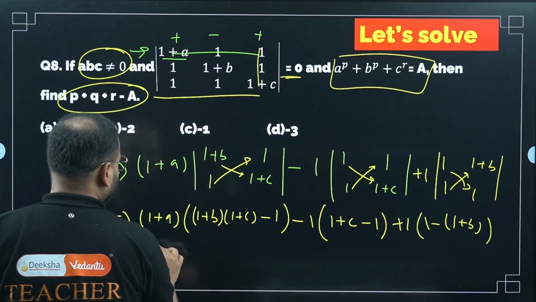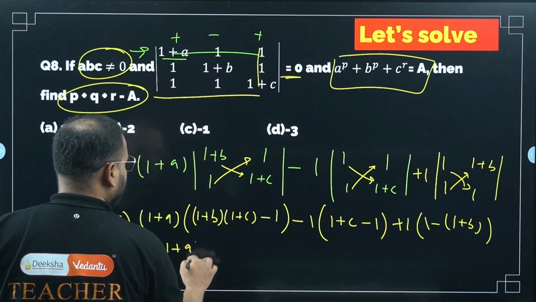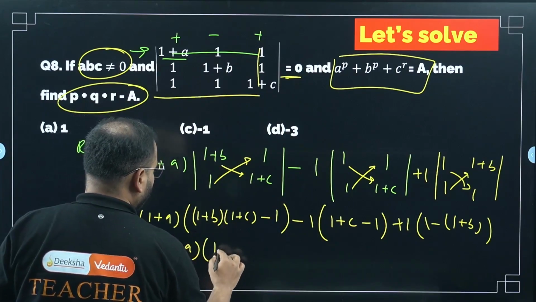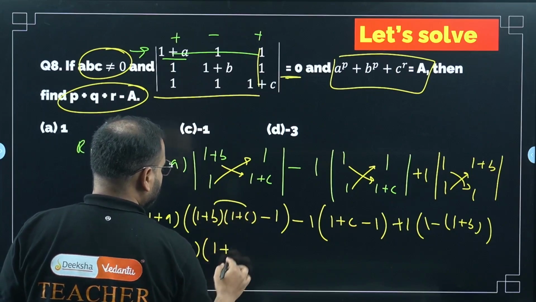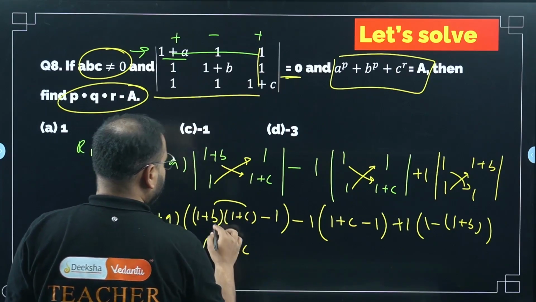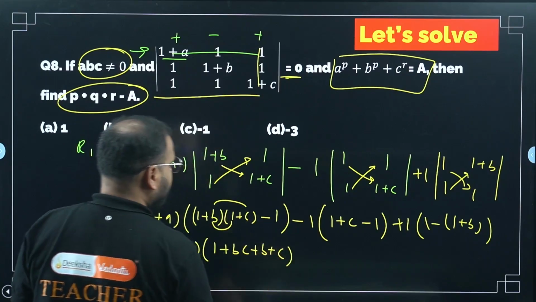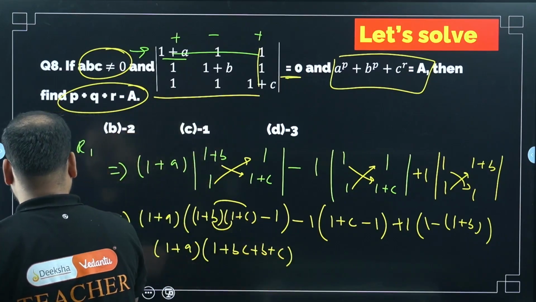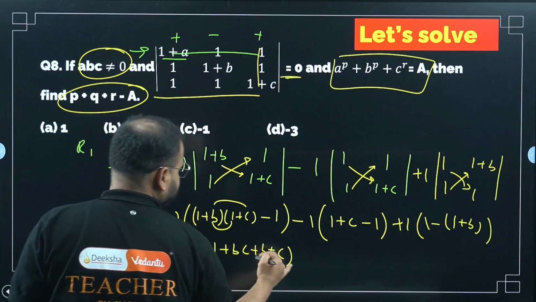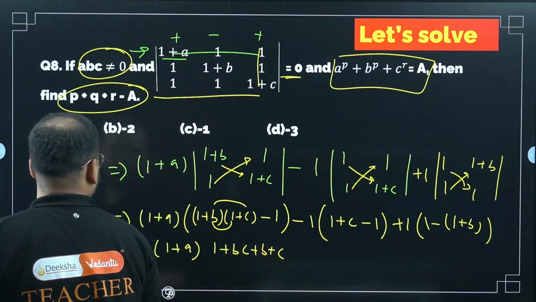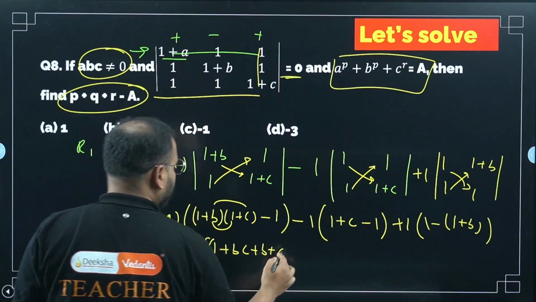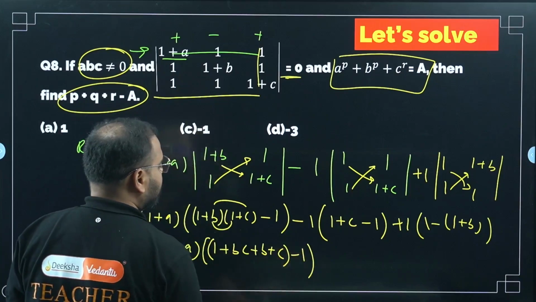Simplify this, please. So I get what here? 1 plus A. What do I get here? 1. Multiply this B with C, so BC. This B with 1, so plus B. And this C with 1, so plus C. Okay. And is this the end? No, sir. I have another 1 left, right? So this will be minus 1, okay?